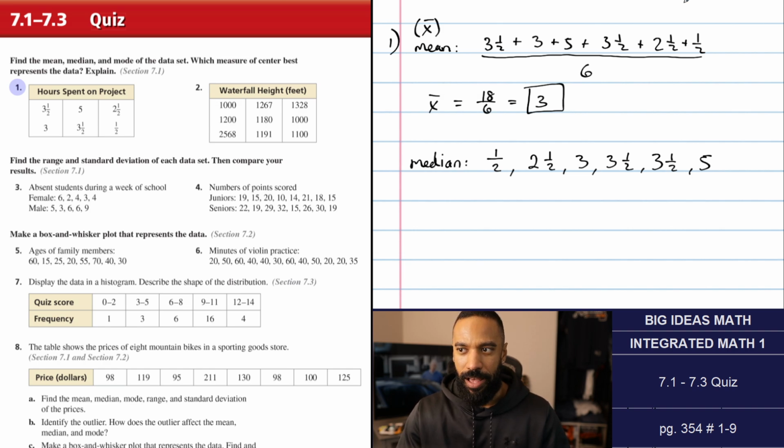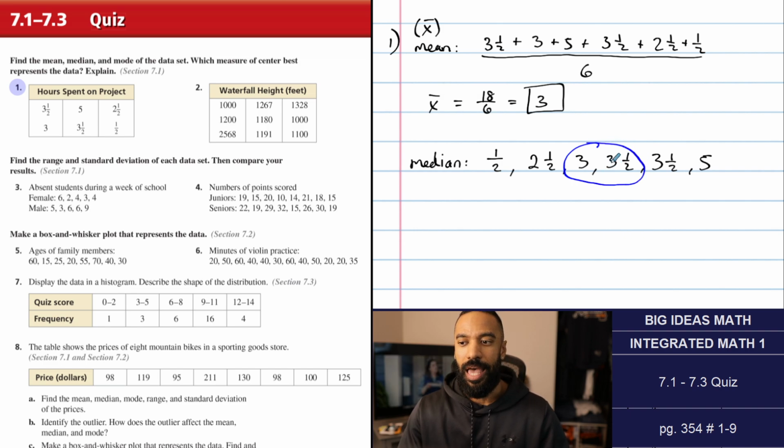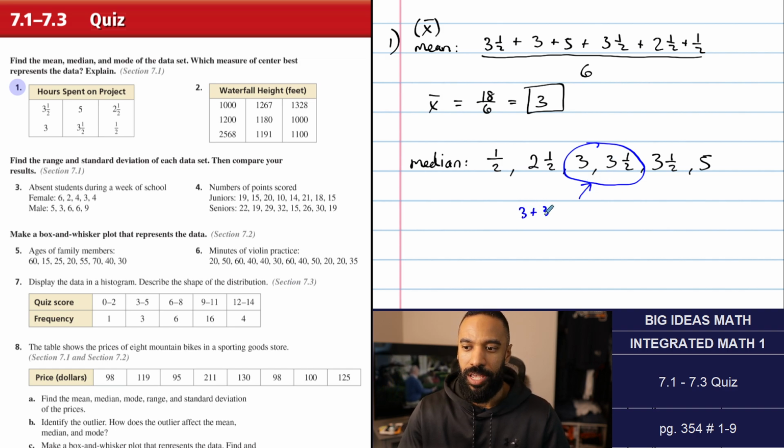Now the median value in a set is the middle value, but in an even numbered set there are 2 middle values, such as these ones. That makes the median the average of these 2 values, I guess the mean of them, if you will. We are going to take these 2 numbers, add them up, and divide by 2. That becomes 6.5 divided by 2.